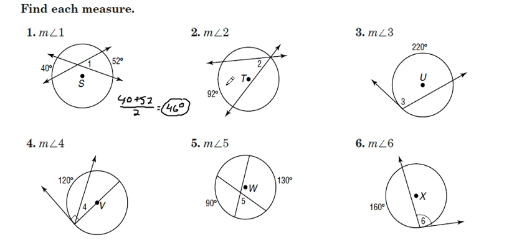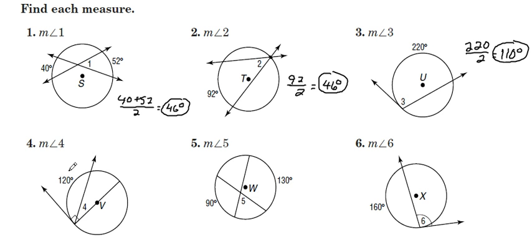The measure of angle 2, that is right on the circle, so all we have to do is take the 92 degrees and divide it by 2. That gives us 46. For angle 3, here we have a secant and a tangent, and where they intersect, the angle formed is 1/2 of the arc. So all we need to do is take 220 divided by 2, and the measure of angle 3 then is 110 degrees.